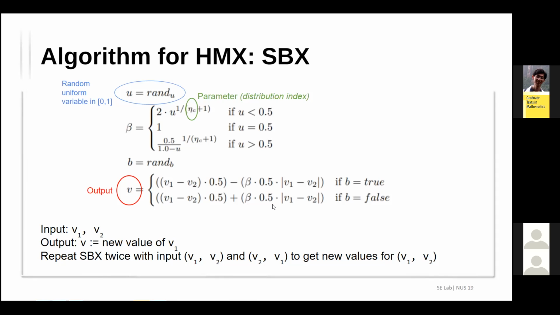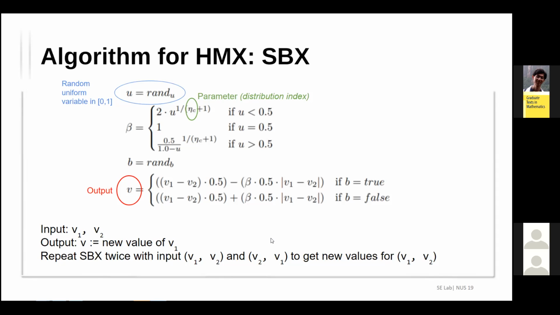Basically, in a nutshell, we input two values and output a new value of V1. Repeat the crossover twice with the parameters switched, we get the new values for V1 and V2, and that's our crossover operator. So here, would you please write two examples for us to better understand, for example, how this V1, V2 appear in test cases?